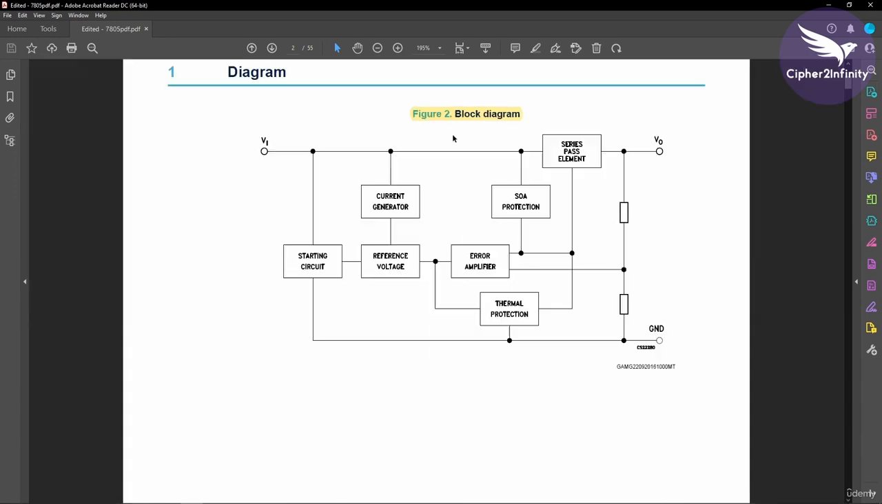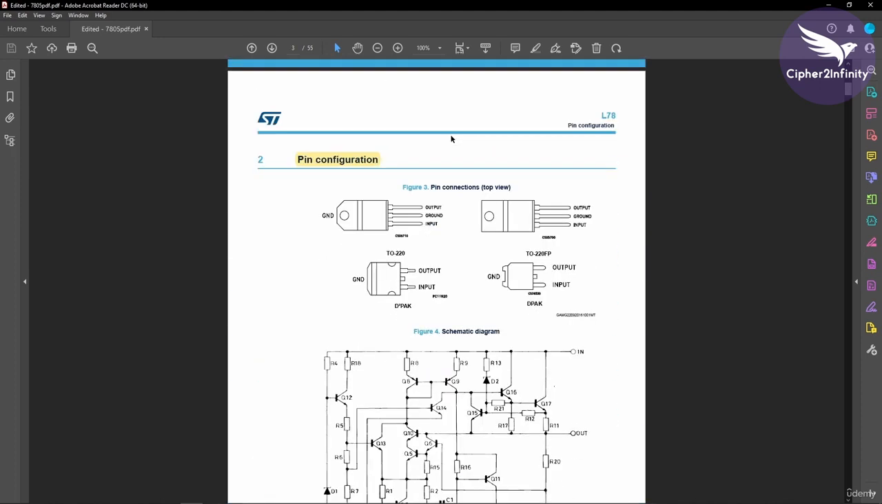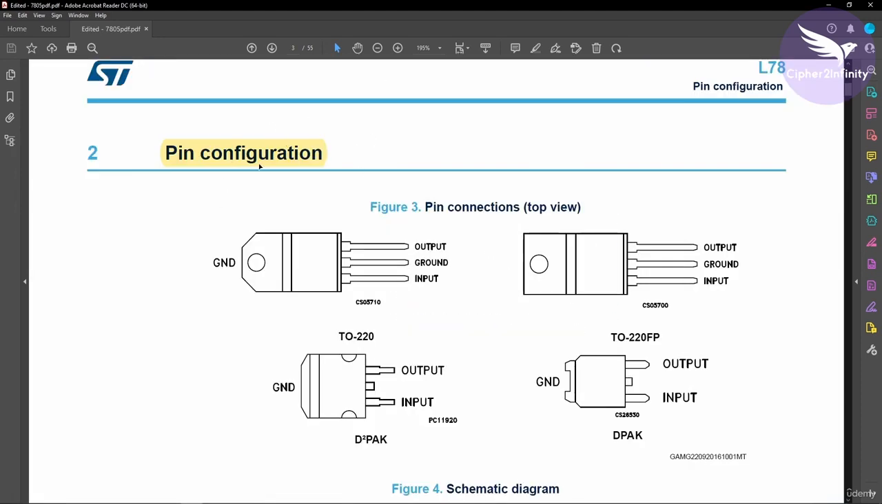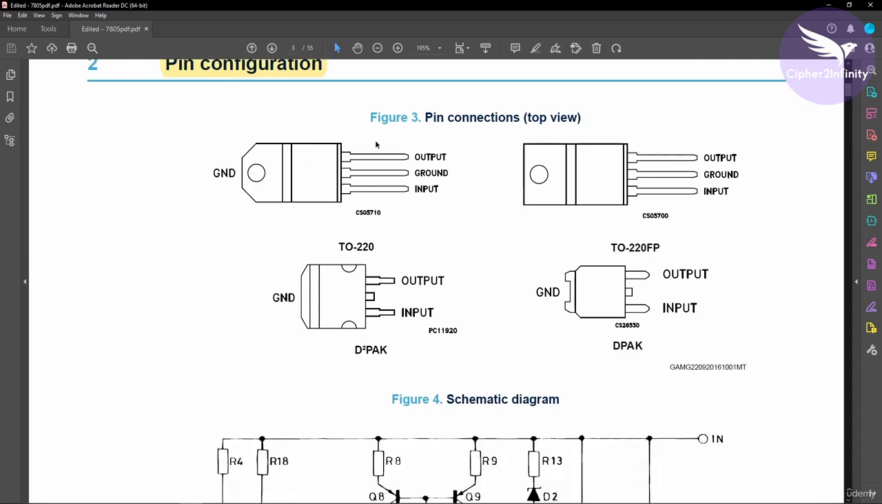Now let's go ahead. After that, this is the most important block, the pin configuration block, and they have given the pin configuration for all the packages which this manufacturer produces. You can see the first pin is the input pin, then the ground pin, and then the output pin. And then this tab is basically the ground terminal.